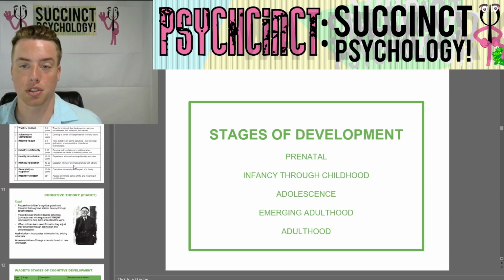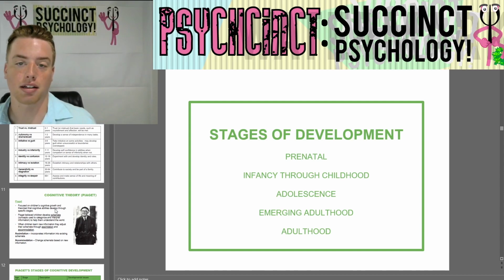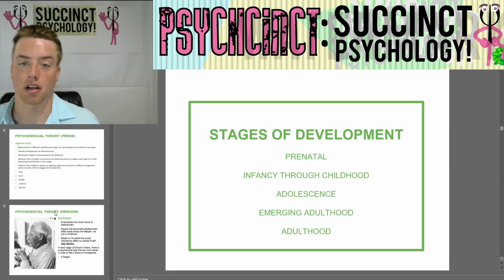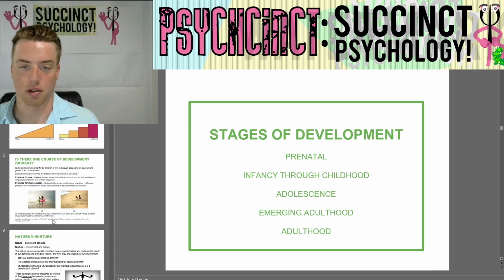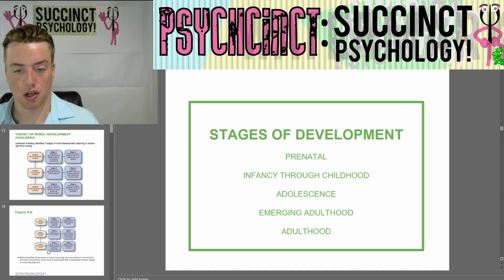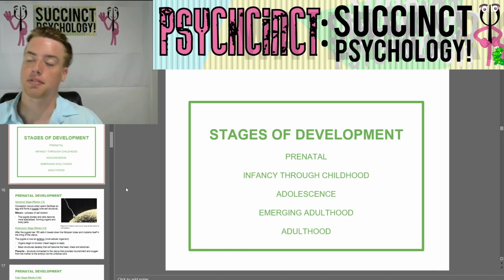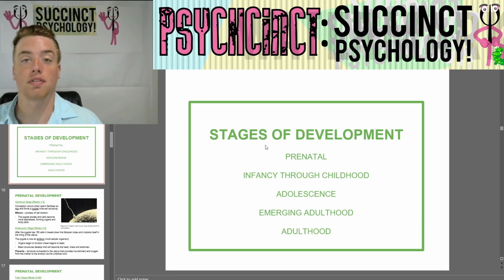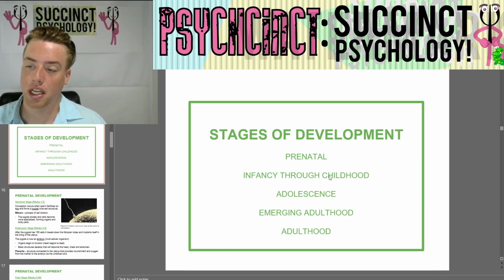Today we're going to continue going through Chapter 9, Development. Last time we spoke about some different theories, like the cognitive theory, psychosocial, psychosexual, whether or not development is continuous or discontinuous. So we're going to continue where we left off. We left off on stages of development. So you have prenatal stage, infancy to childhood, adolescence, emerging adulthood, and adulthood.